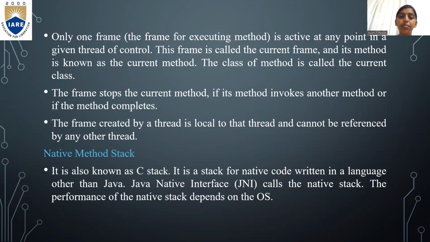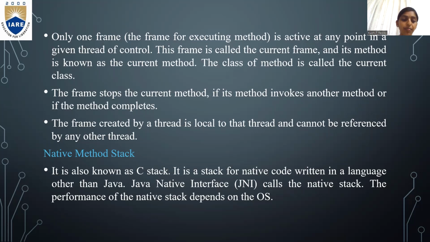Only one frame is active at any point in a given thread of control. This frame is called the current frame, and its method is known as the current method. The class of the method is called the current class. The frame stops the current method if the method invokes another method or if the method is completed. The frame created by a thread is local to that thread and cannot be referenced by any other thread.